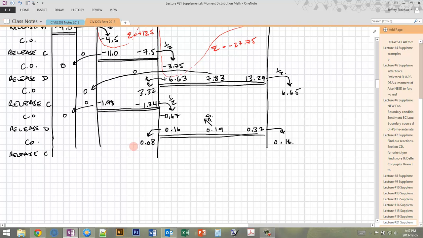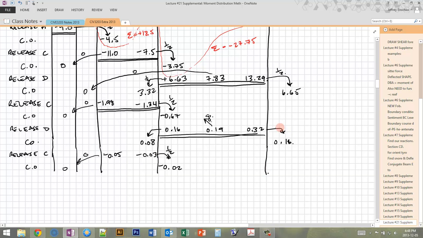Okay, so this 0.08 I'm going to distribute. This is going to be negative 0.05, negative 0.03. I can do my carryovers again. It's going to be 0.02 approximately, negative, and this one's 0. So I think at that point I can probably stop myself and say that I've gone far enough.